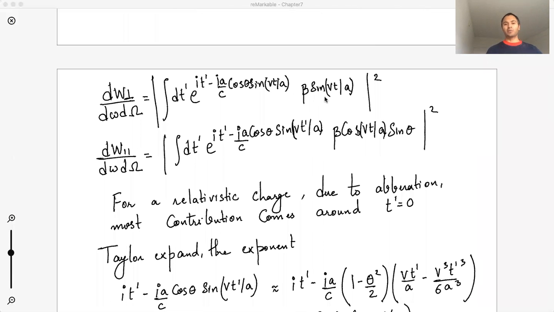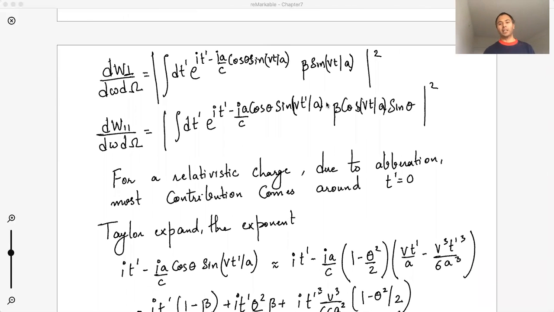Now it comes down to solving this integral. Again, there's no closed form solution, but for a highly relativistic charge, most of the contribution is going to come from close to t prime equal to 0. That's when you will see that pulse from the charge. So it's a tiny part of the trajectory of the charge around t prime equal to 0 where you actually see the emission from the charge. So you can make some expansions around t prime equal to 0, and we are just going to Taylor expand around t prime equal to 0.